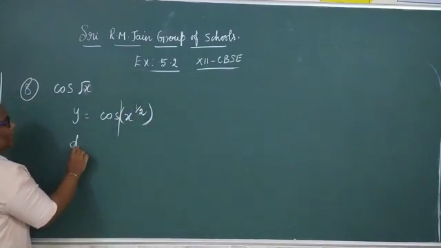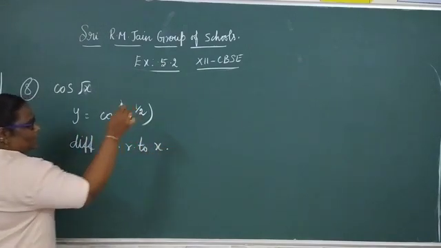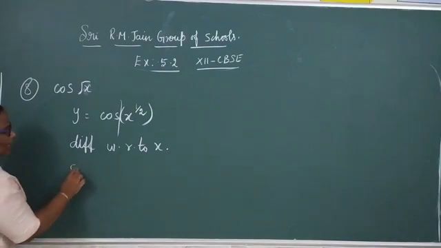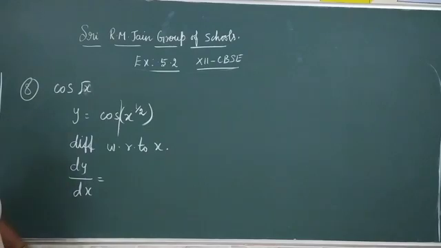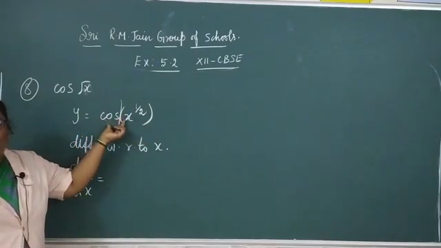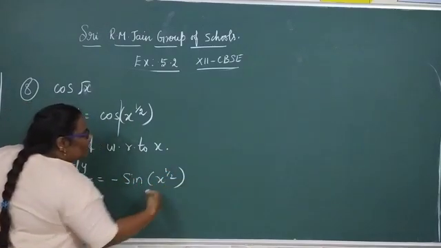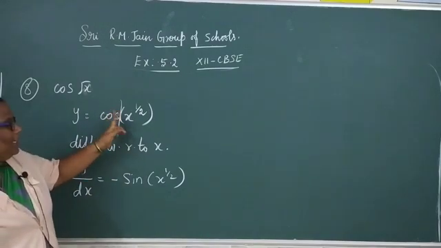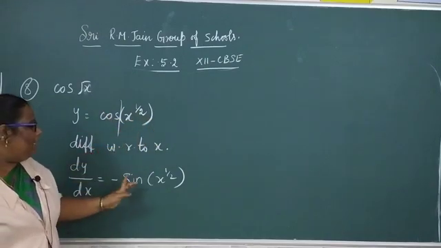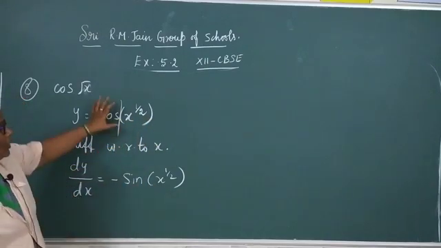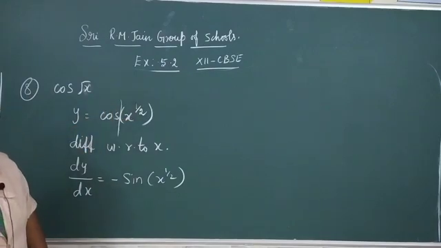Okay. See here. Differentiate with respect to x. dy by dx is equal to the derivative of cos of x, which is minus sin of x to the power 1 by 2, because the cos x formula is minus sin x. So this part, cos, is over. You concentrate on x to the power 1 by 2.